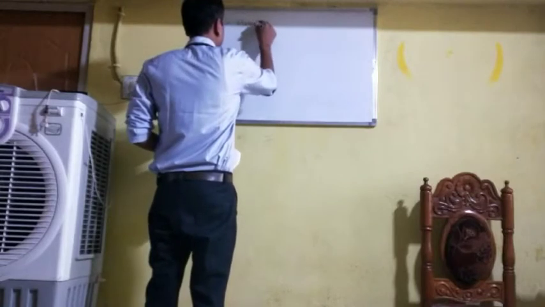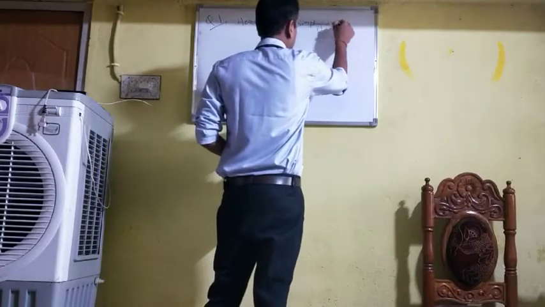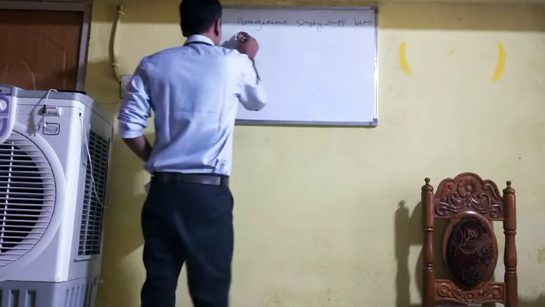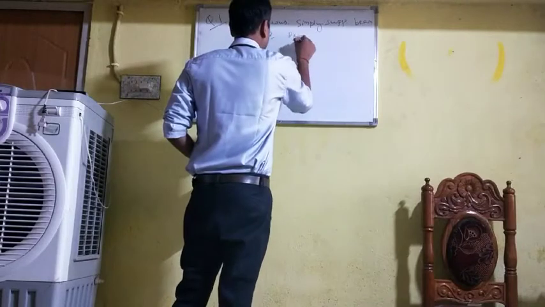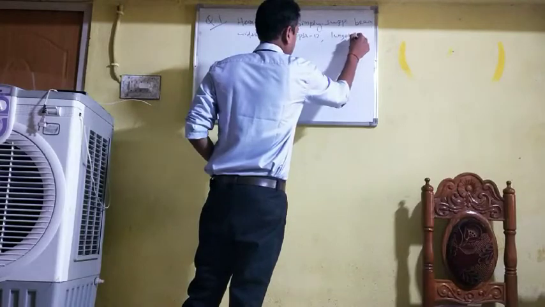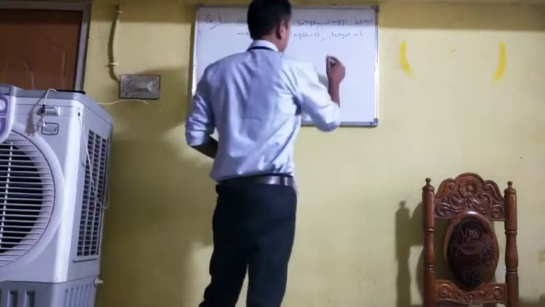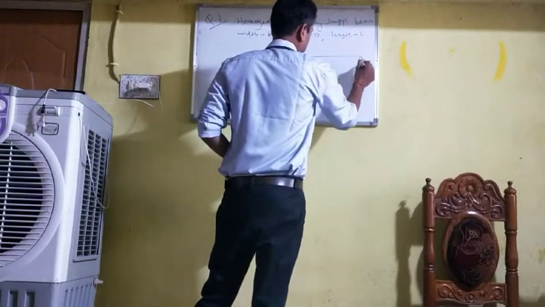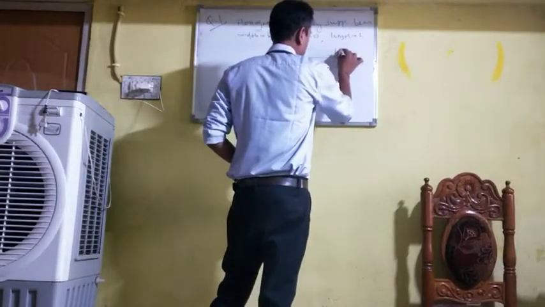There is a homogeneous simply supported beam. It has the width B, depth is D, and the span length is L. Okay, so let's do the diagram first. So this is a simply supported beam, like this, and the load is acting on the mid of the span, like this. This is the load.